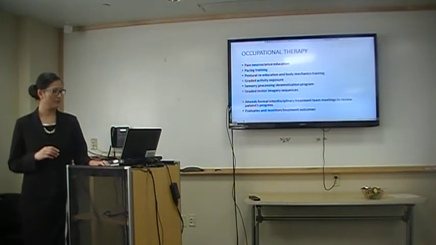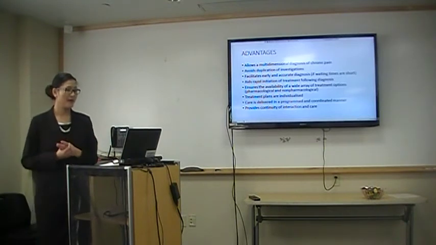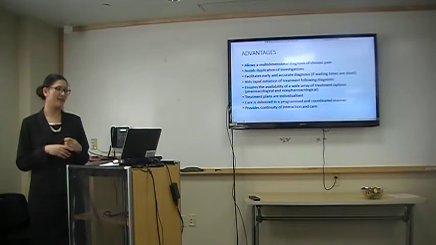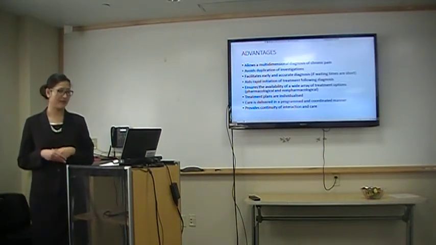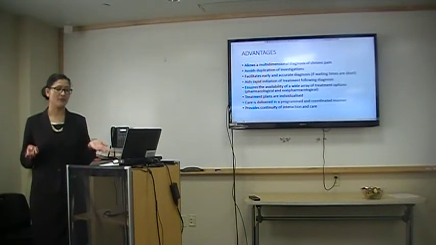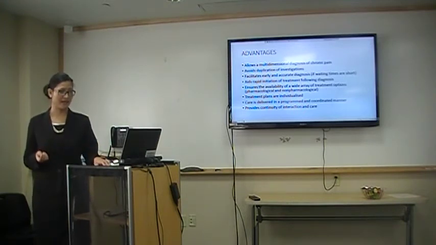So advantages of the interdisciplinary program is that, again, it avoids duplication of investigations. It facilitates early and accurate diagnosis. It aids rapid initiation of treatment following diagnosis. Ensures availability of a wide array of treatment options. And then, as you can see, it's a more individualized program. So care is delivered in a programmed and coordinated manner, and it provides continuity of interaction and care for the patient.